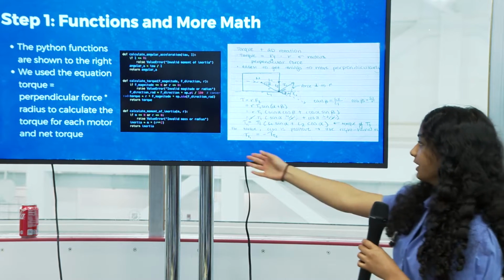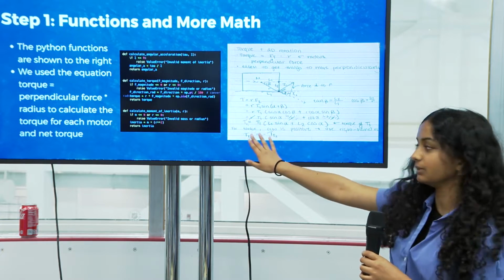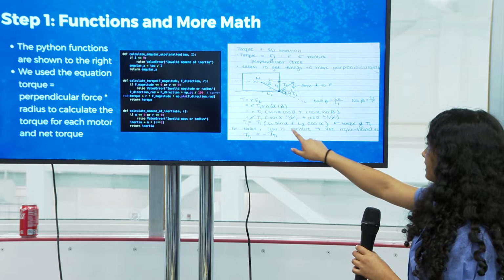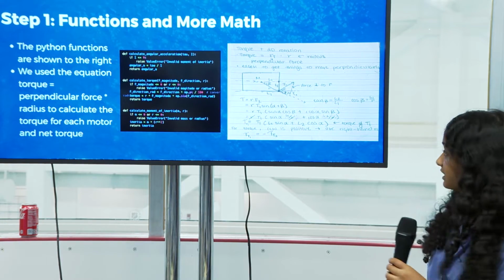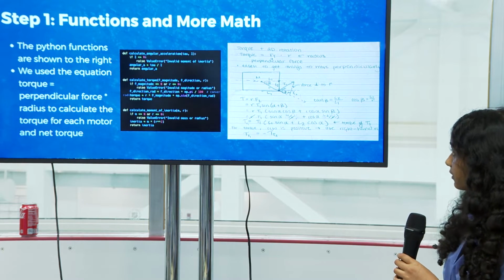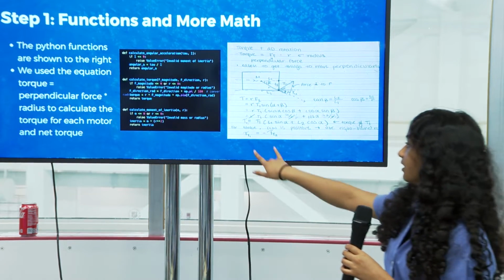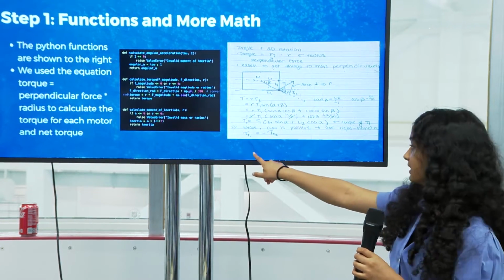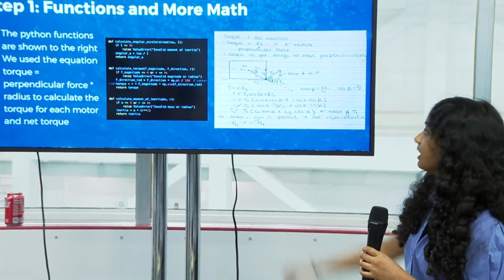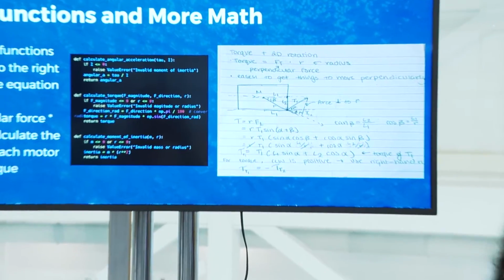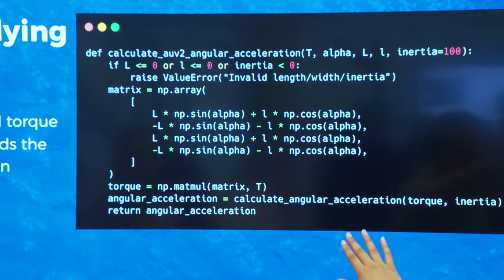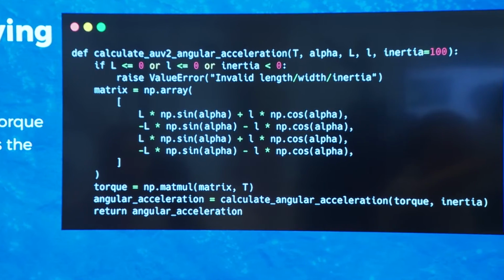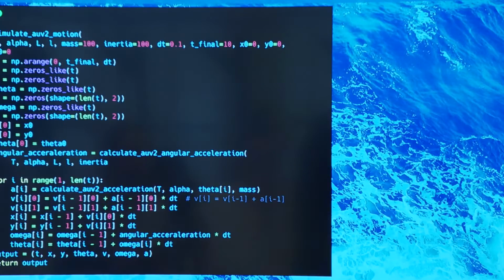And we end up with the equation that the torque of T1 is equal to T1 times the length times sine times the length again times cosine alpha. And since our alpha is the same for all of these, we can say that the torque of T1 is equal to the negative torque of T2. And then we can add these all up and put it all together in one Python function. Then we can just calculate the angular acceleration by dividing by mass.